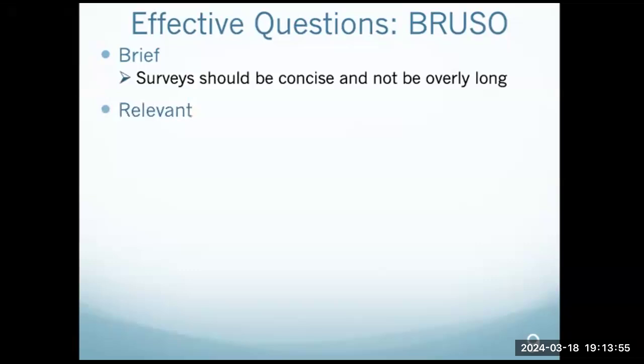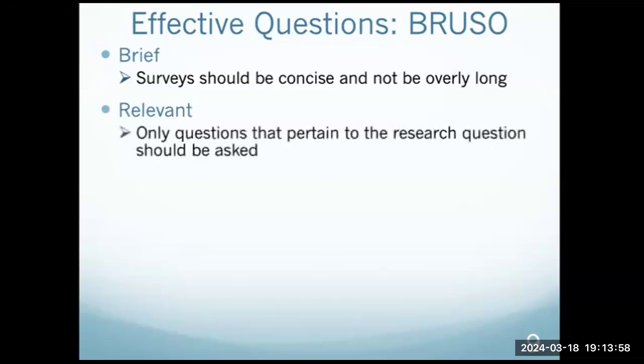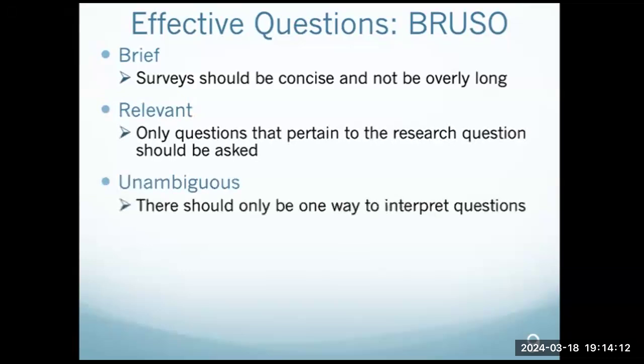The questions should be relevant. Only questions that have to do with the research question should be asked. It kind of makes sense. This is especially important when you're trying to establish reliability in your measure. The question should be unambiguous. There should be only one way to interpret questions.